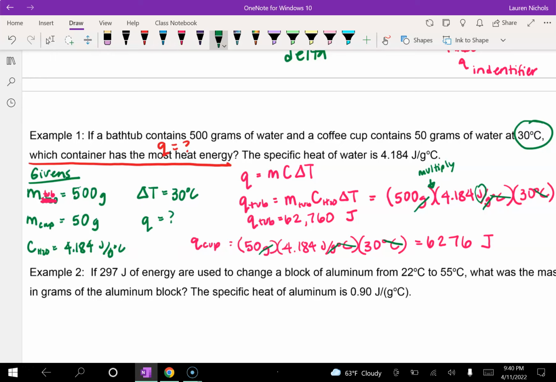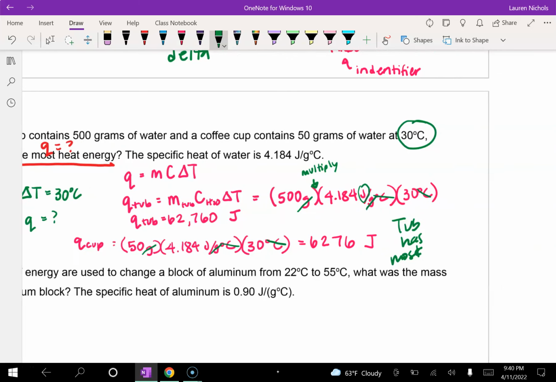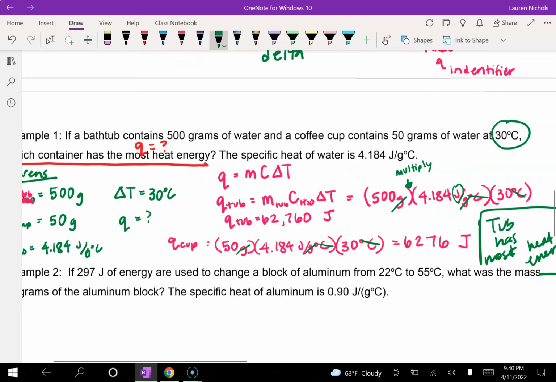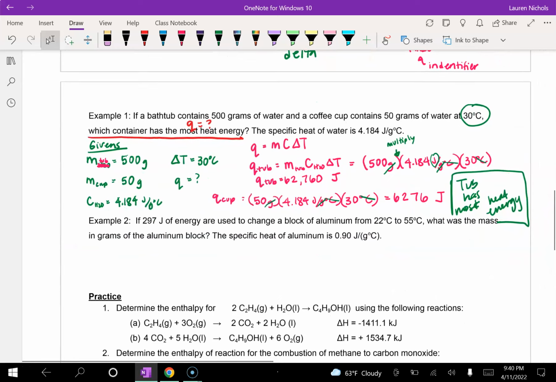And what we can say is, which container has the most heat energy? We can say the tub has the most, which I spelled wrong. The tub has the most heat energy. Okay, this is our answer based on the calculation and not just our assumption.